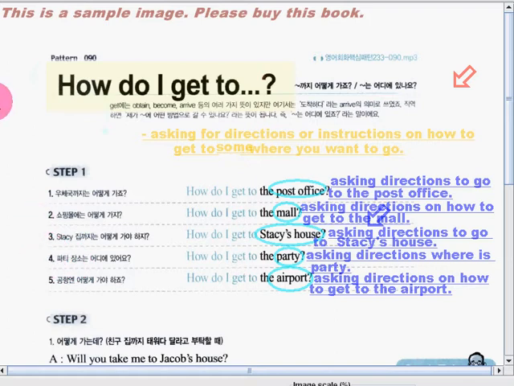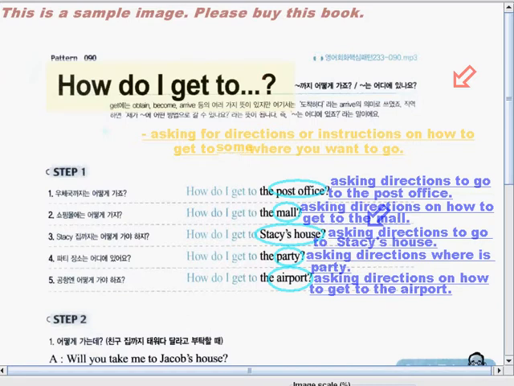Number 4. How do I get to the party? Here, you are asking directions on how to go to the party or where is the party. And number 5, how do I get to the airport? Here, you're asking for directions on how to get to the airport.